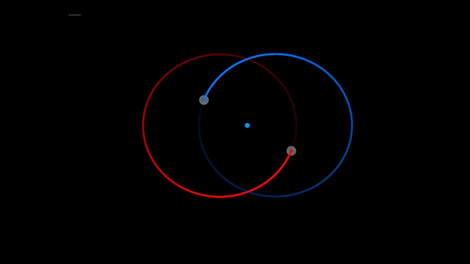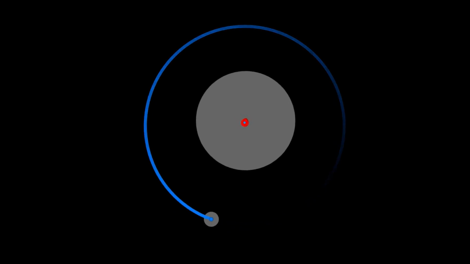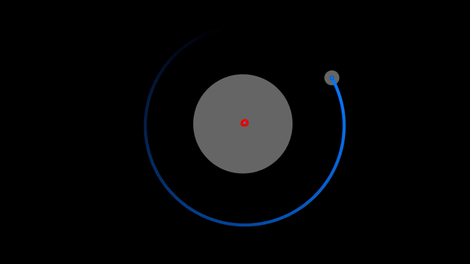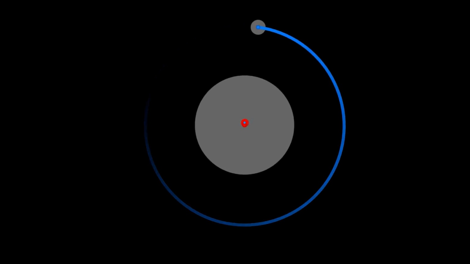On the other hand, if the first object is really massive, the barycenter won't really change at all, as you can see here. Yeah, as you can see, the big one isn't really orbiting around the barycenter, is it? Okay.